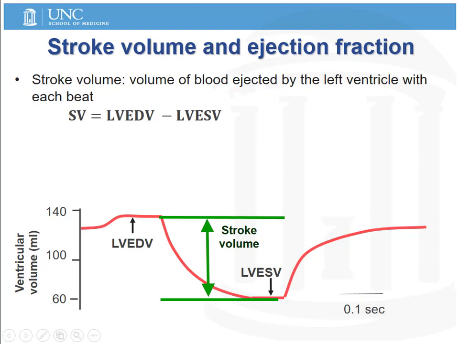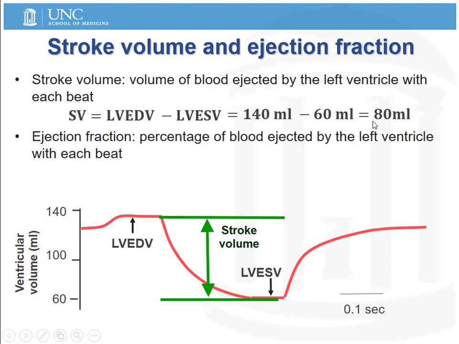We'll calculate the stroke volume by taking the left ventricular end diastolic volume and subtracting the left ventricular end systolic volume. In this example, about 140 milliliters of blood was in the left ventricle at the end of diastole, and about 60 milliliters of blood remained in the left ventricle after systole. So that means that about 80 milliliters of blood was ejected by the left ventricle during this beat of the heart. We can also calculate the ejection fraction using these values.